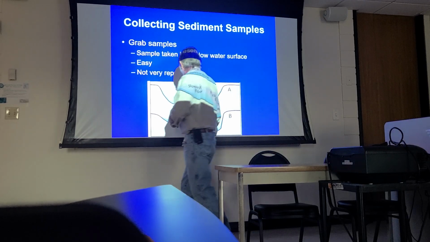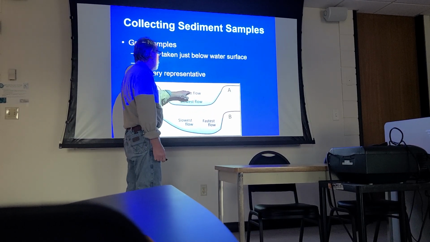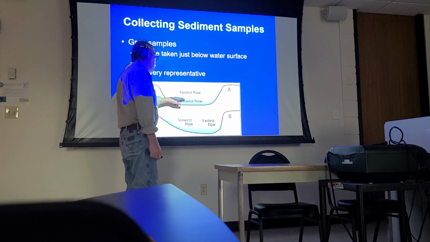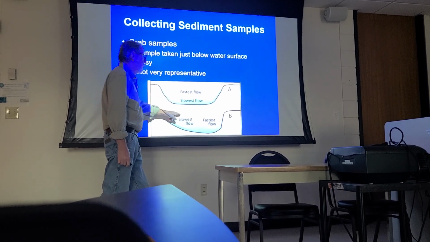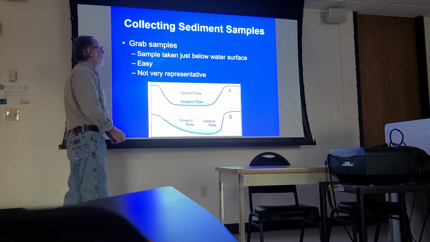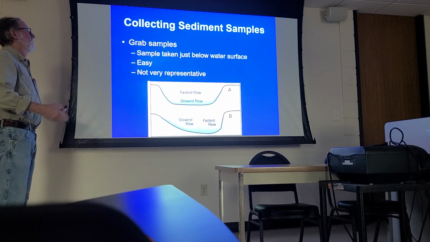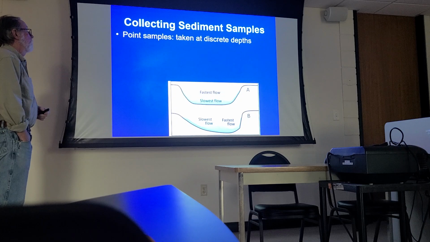If I took a grab sample at that depth, I'd be getting it right here. So that only gives me a little bit of the fastest flow. It doesn't tell me anything else. Over here, it could be anything. So a grab sample is not very representative. It's great in little tiny streams, but not for bigger systems.